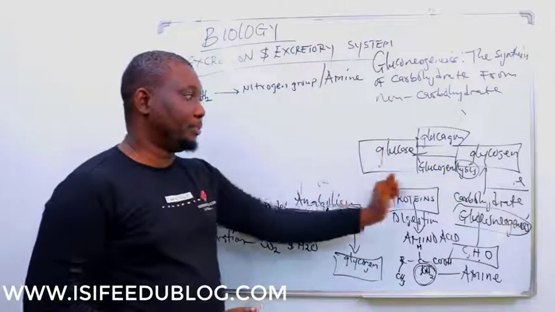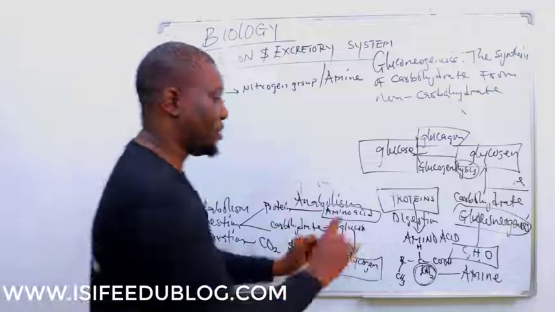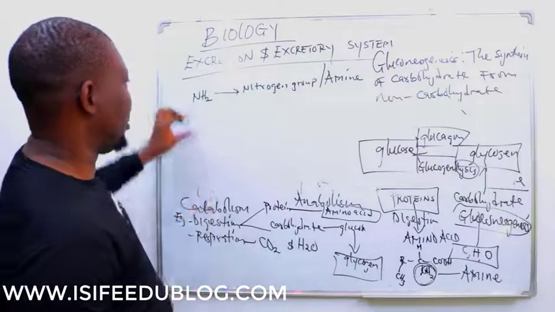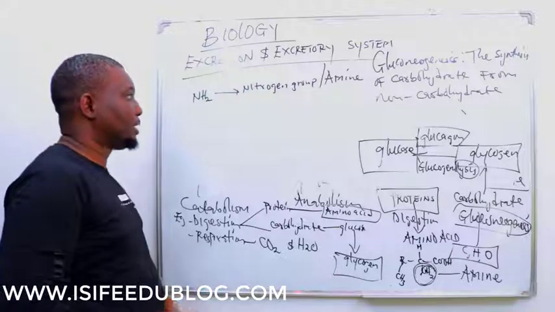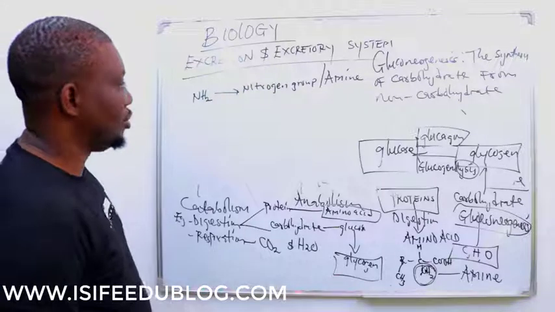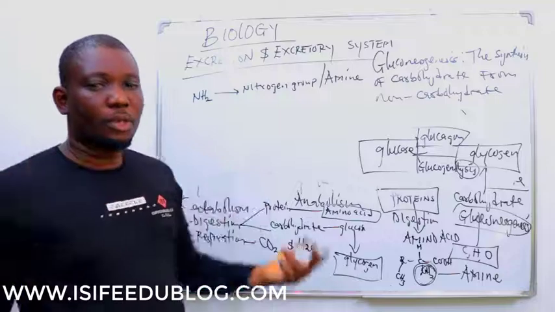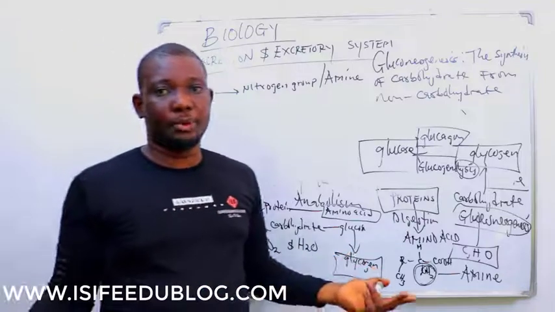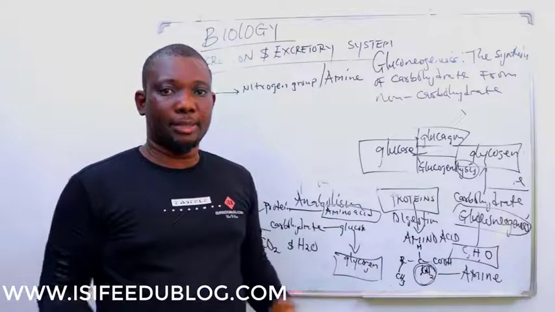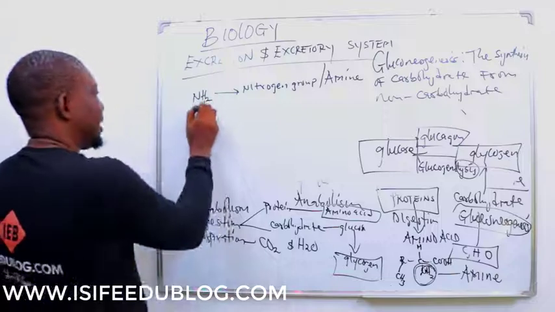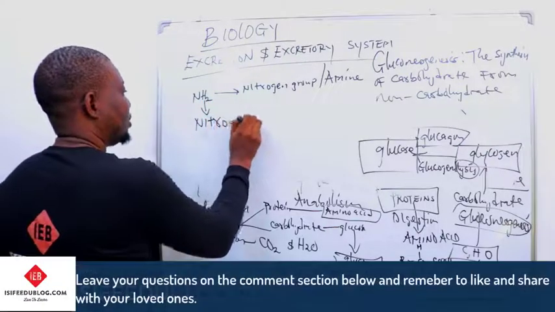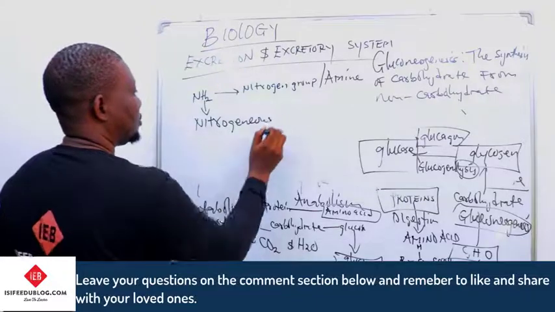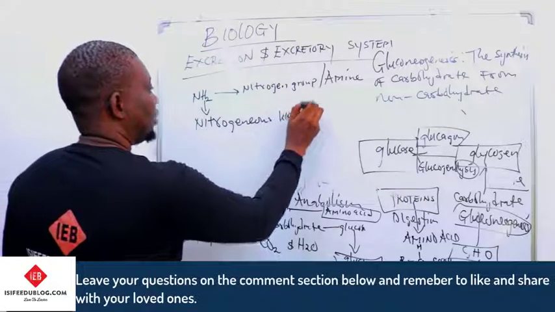This is what happened to this aspect of amino acid. And then what happened to this aspect of the amine? What happens to the amine will depend on the kind of organism. It depends on the organism. I'm going to write this as nitrogenous wastes.